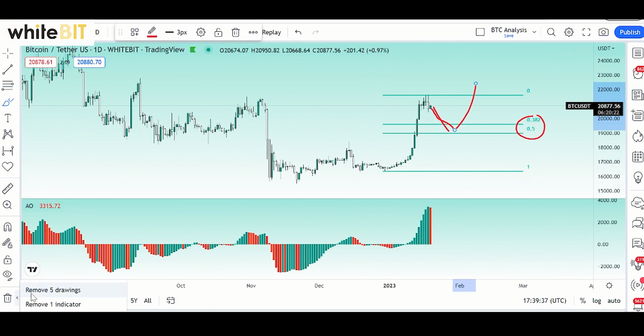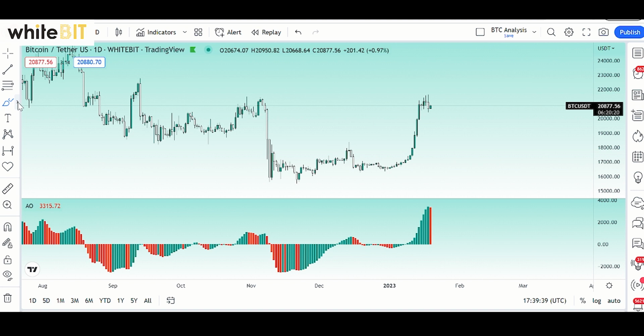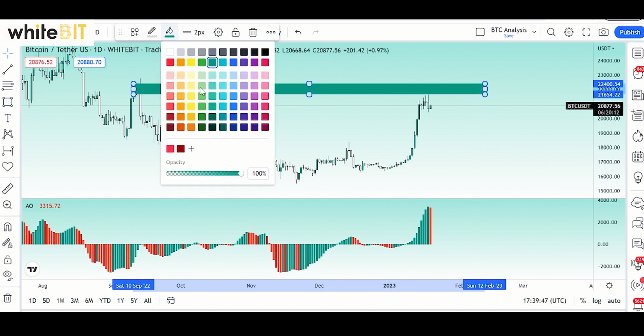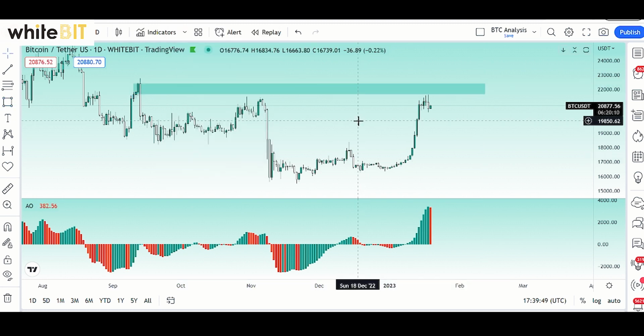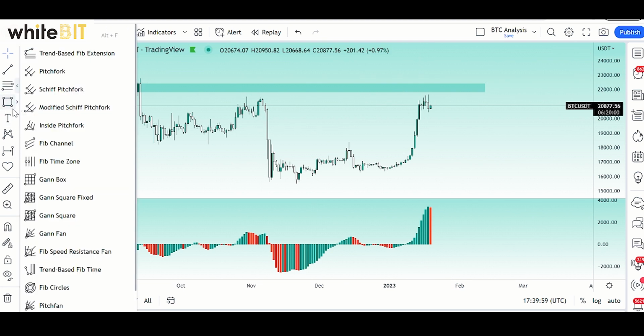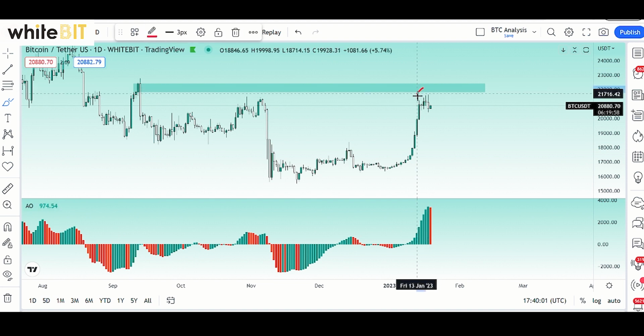What could the target be for wave 5? We have a very huge resistance right here. This is the order block. Let's make it transparent. The order block is located on the daily time frame, and the price has not touched it. Of course, it's just maybe $200 or $300 away, but the order block has not been filled, and it should be filled before the new crash.